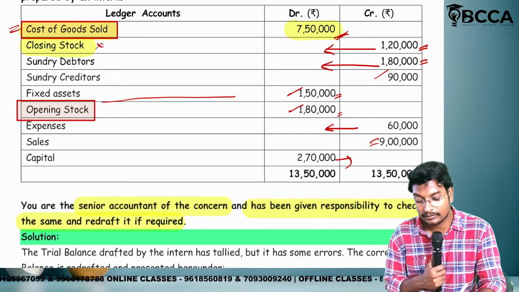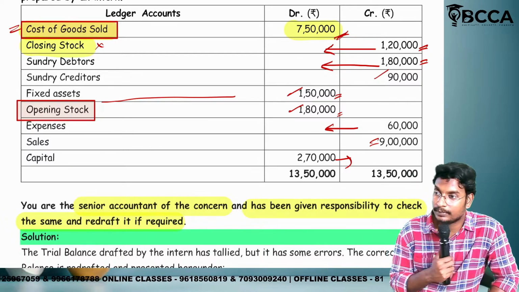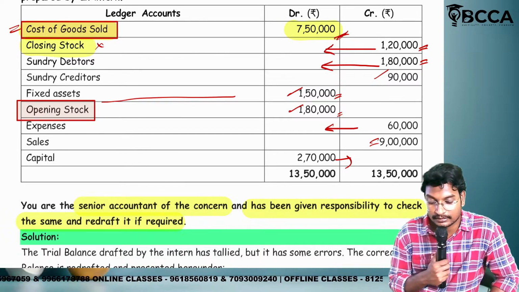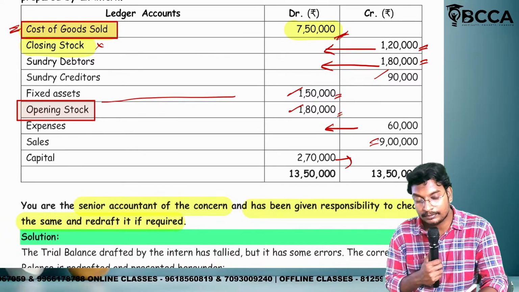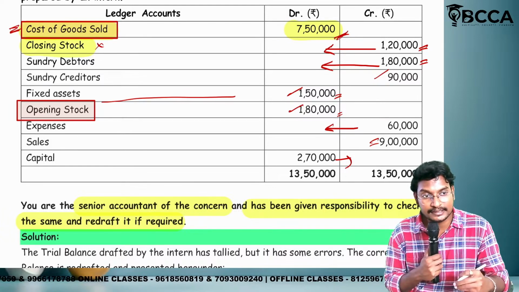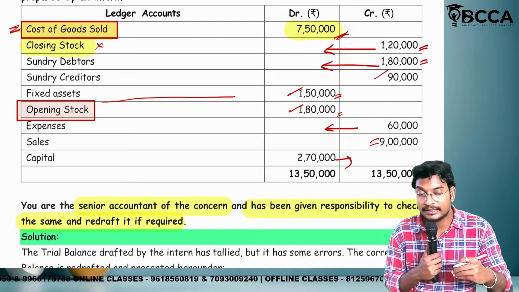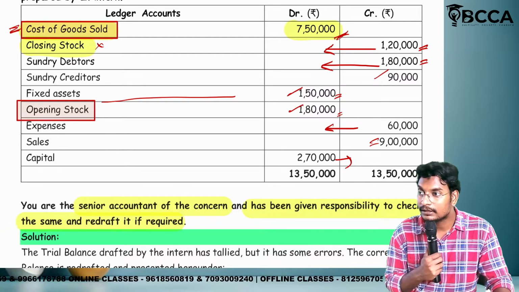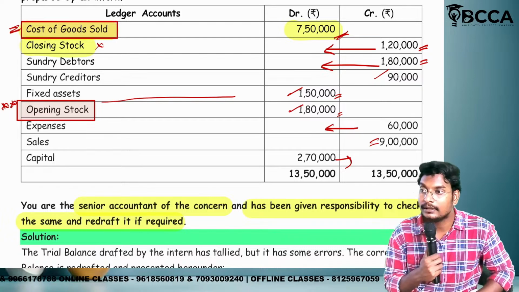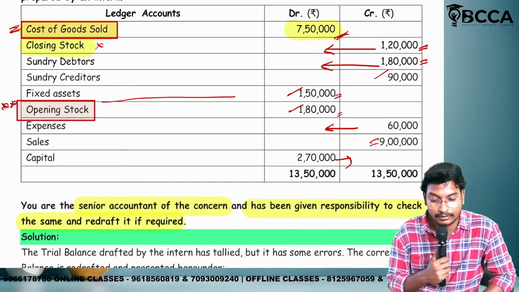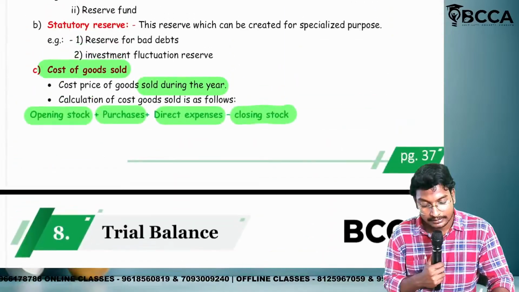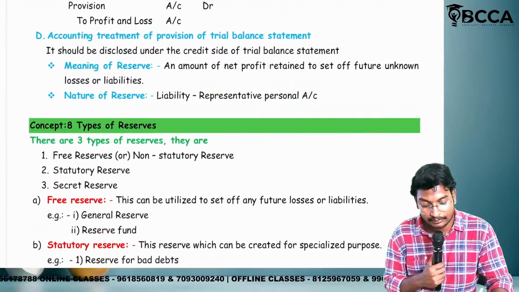What is the cost of goods sold formula? Opening stock plus purchases plus direct expenditure minus closing stock. When we are considering the cost of goods sold, we have considered opening stock, purchases and the direct expenditure, but we have not considered the closing stock. So again, we should not record the opening stock in the trial balance. Otherwise we should record. Okay, what are you saying, sir? In the previous trial balance they have given a formula. What is the formula?